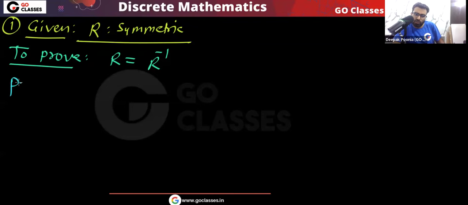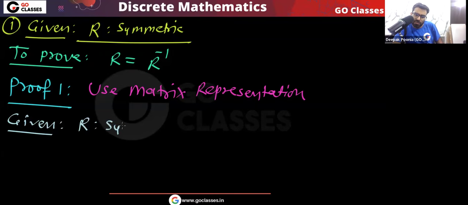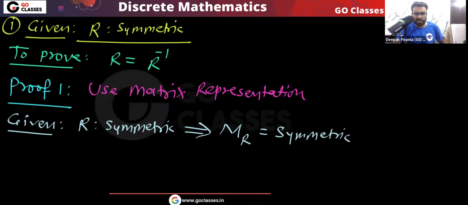Okay, so you can see proof one. Let's see the proof one, that is use matrix representation. How to use matrix representation? You can see that R is symmetric. Okay, so it's already given that R is symmetric. If a relation is symmetric, then its matrix also will be symmetric. Yes or no? For a symmetric relation, the matrix also will be symmetric.